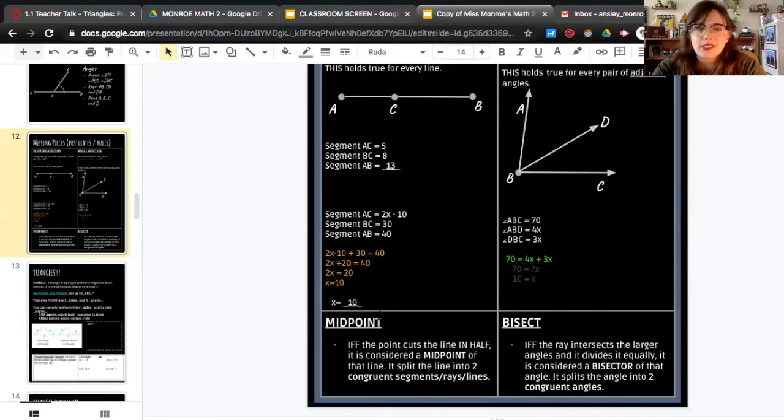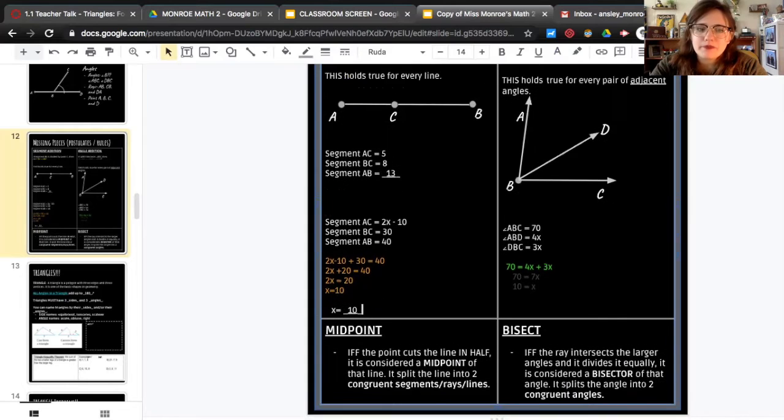A lot of times it'll ask us to find x. Sometimes it asks us to plug that back into the top equation to find out what that angle equals. So you would say 2 times 10 is 20 minus 10 is ironically still 10, because that's just the way this problem works out.